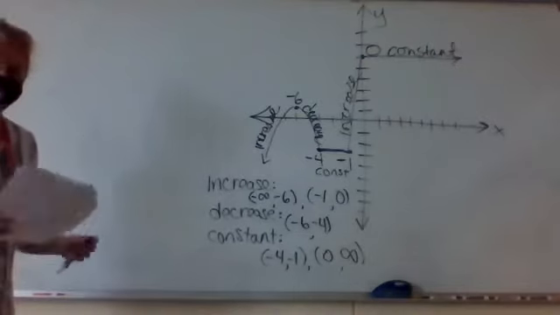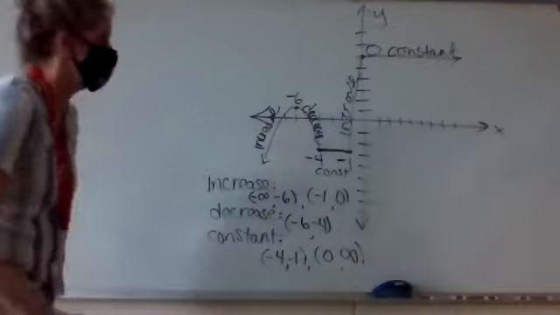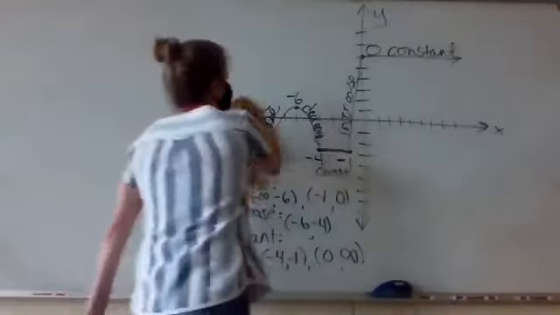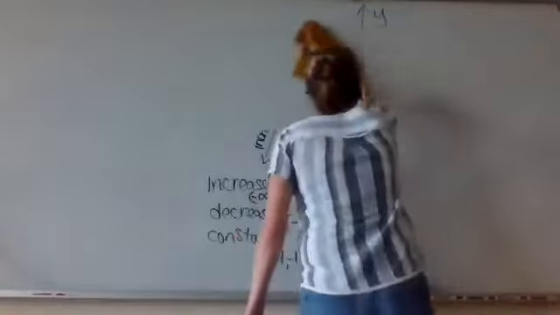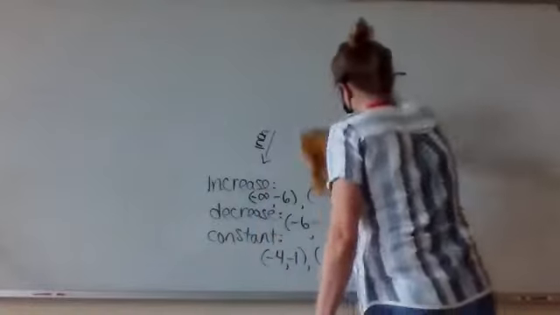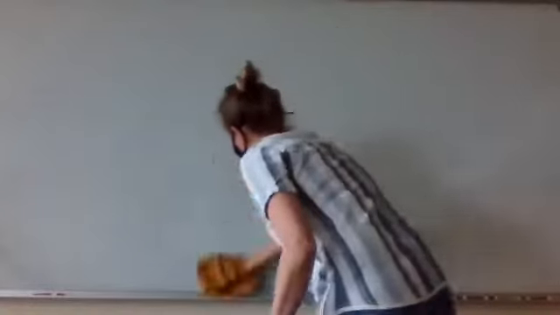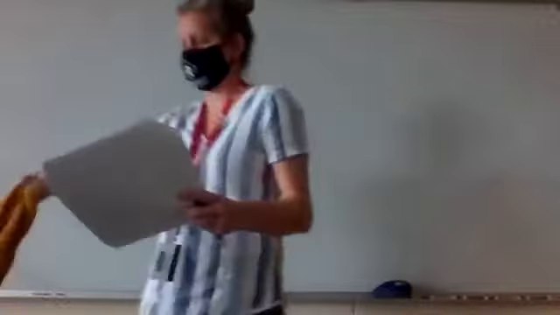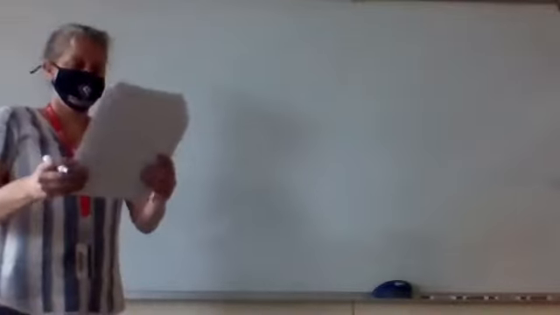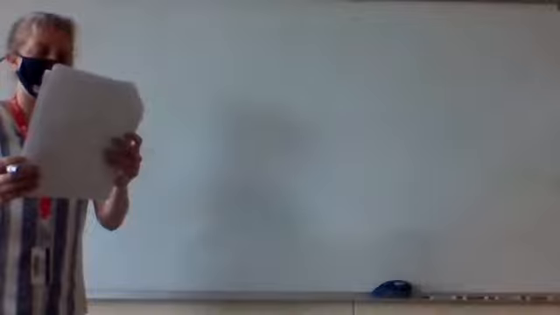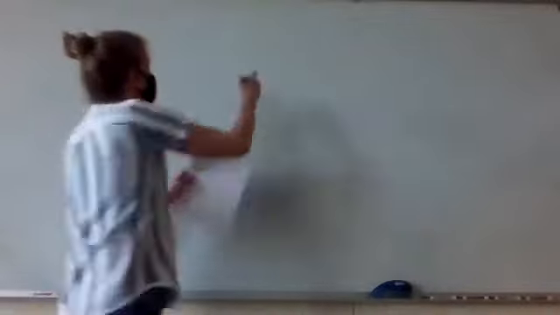Right? Number 21. F of x equals negative x squared plus 13x minus 34.